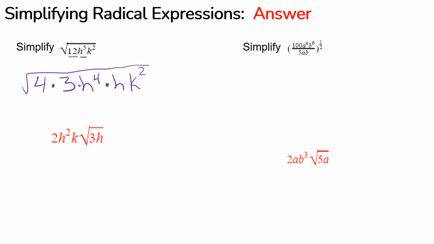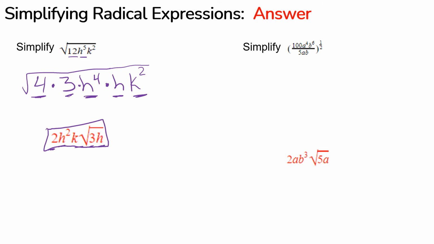So now I want to take the square root of all of my perfect squares and leave the imperfect squares under my radical. All right, so the square root of 4 is 2. This 3 stays underneath because it is not a perfect square. H to the 4th, the square root of that is h to the 2nd. This h stays underneath the radical. K to the 2nd, the square root of that is just k. And so this is my final answer.